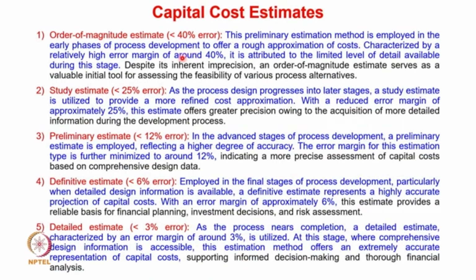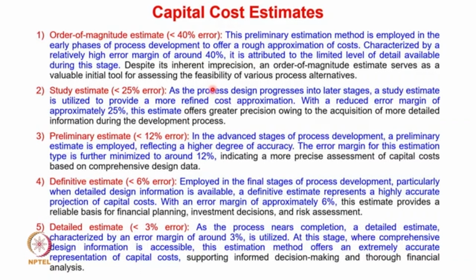If you look at the different estimates, the preliminary design usually has less than 40% error. This is attributed to the limited level of detail available during the preliminary design. But despite this, it is important to have, primarily because even an order of magnitude estimate serves as a valuable tool for assessing the feasibility of the various process alternatives. So even though the preliminary design has around 40% error, it is still important.